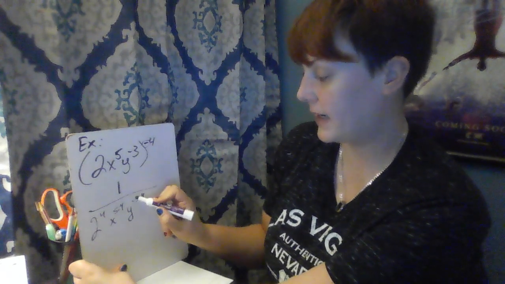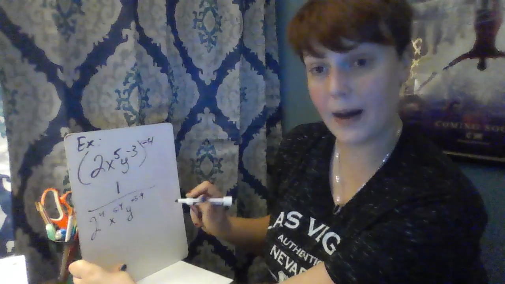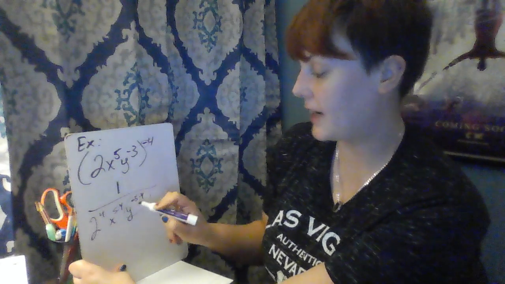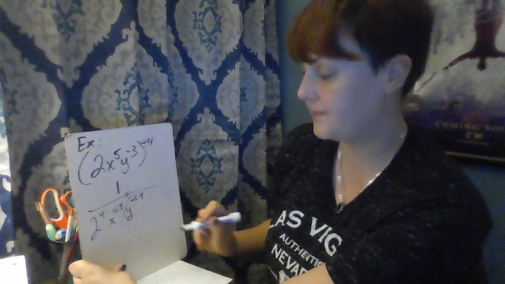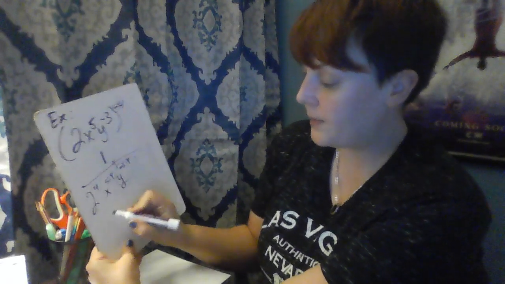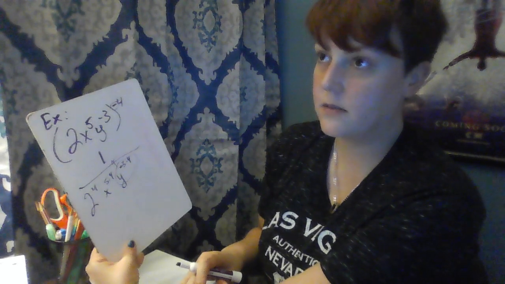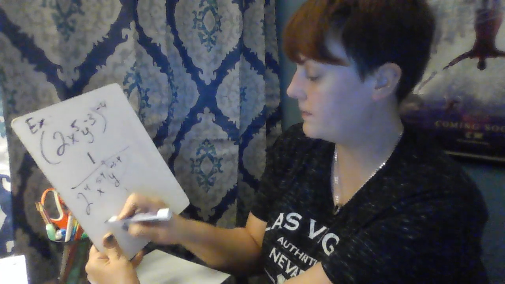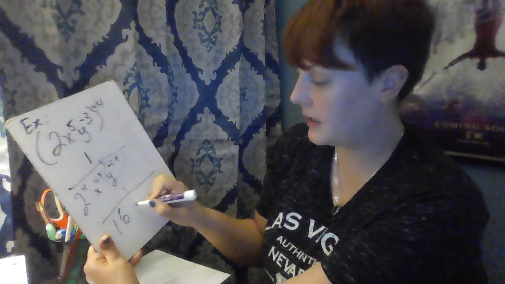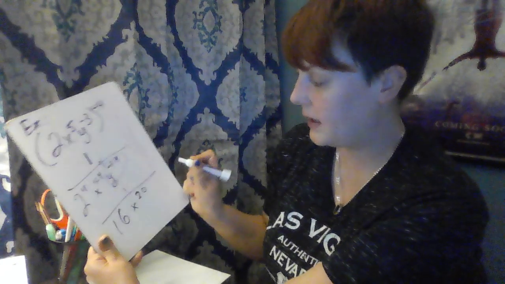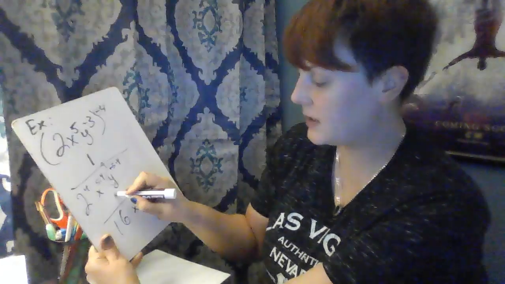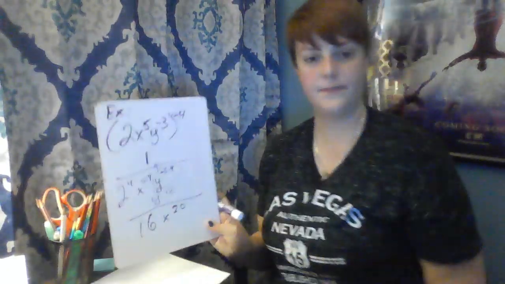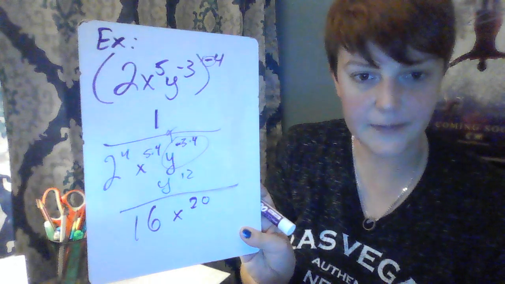And then right here, this would give us y to the -12. And so that would actually move upstairs. And so that would be 2 to the 4th. That's 2, 4, 8, 16. So 16, x to the 20th, and then y would actually move upstairs, y to the positive 12. There we go. Okay, so that's one way to do it.